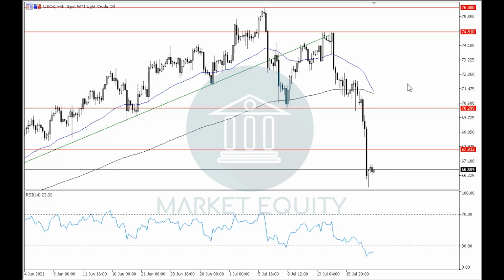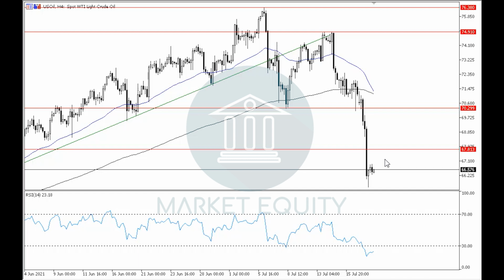Let's begin with the US oil, where in the previous videos we said that by breaking down through level 70.30, which resembles a major horizontal support level in the 4-hour time frame, the US oil will start a new downtrend in the 4-hour time frame and will target around level 67.80 as a primary target in that downtrend.